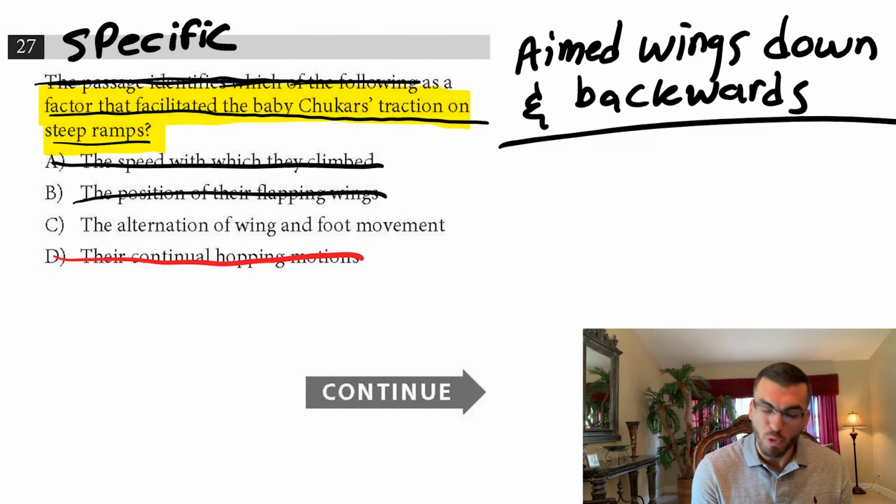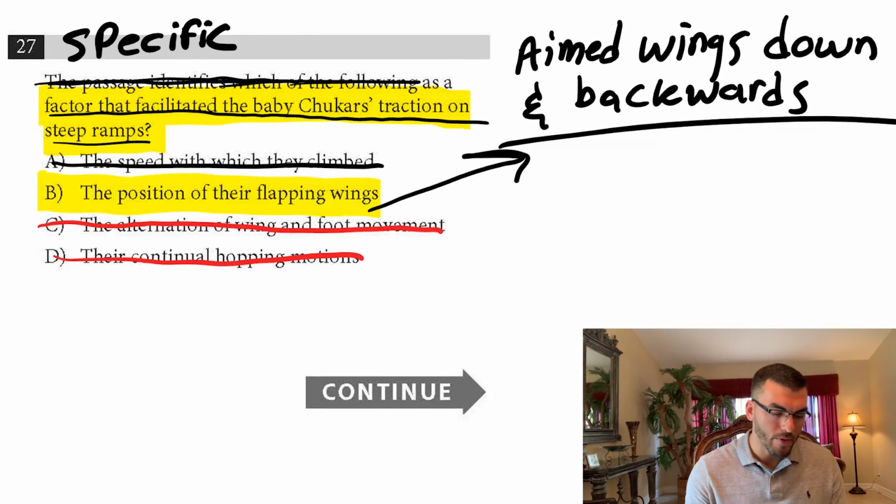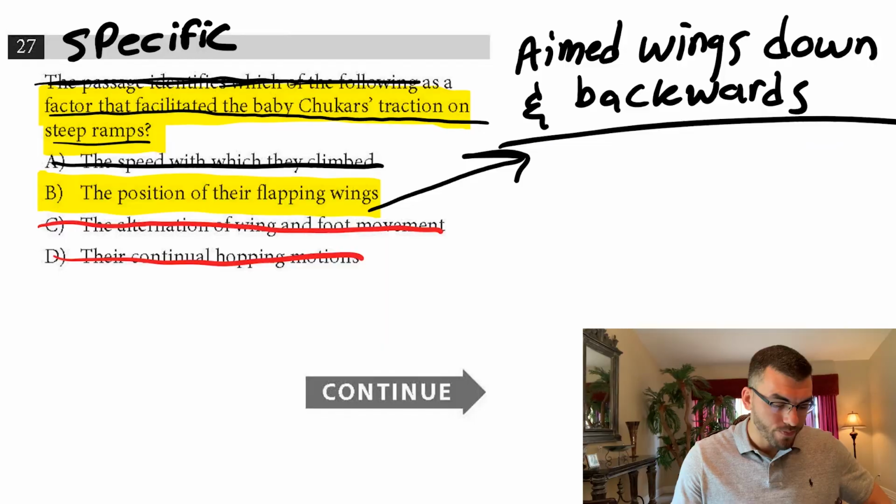So choice C is a good trap answer, but it's not the correct answer because it's certainly not better than B. B closest matches the answer that we summarized, the position of their flapping wings. They aimed their wings down and backward. That's the position of their flapping wings. Choice B is the best answer choice. So that concludes this video. We looked at specific question types. Go ahead and proceed to the next video and we'll look at paired question types.